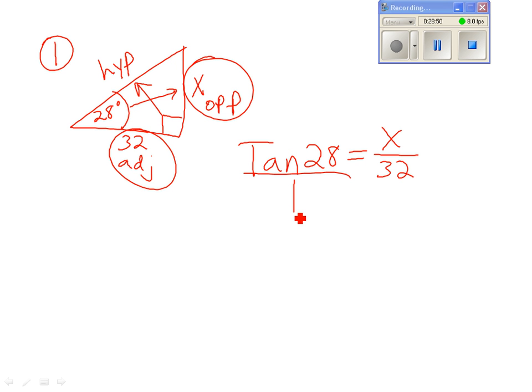Then what? Tangent 28 is... Take your calculator, figure out what the tangent of 28 is. I know all of you don't need the calculator because you memorized that chart I gave you, right? What is it? 0.5317. Everybody agree with that?